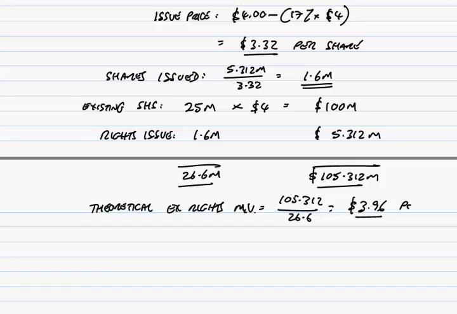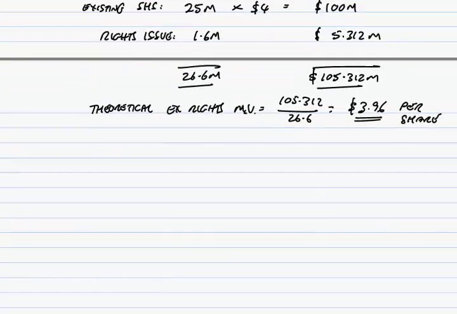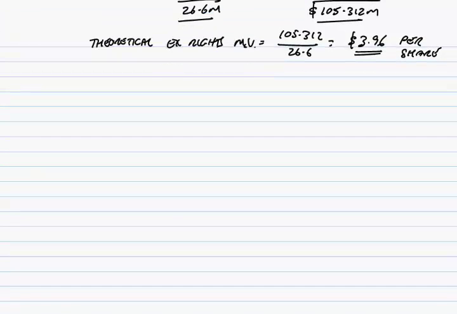$3.96 per share. So there's part A. I think that's rather tough for 4 marks. There's nothing technically hard, but there's quite a lot to do there because of the change of currency and so on. I think it's a bit of time pressure. Anyway, let's carry on. What about part B?